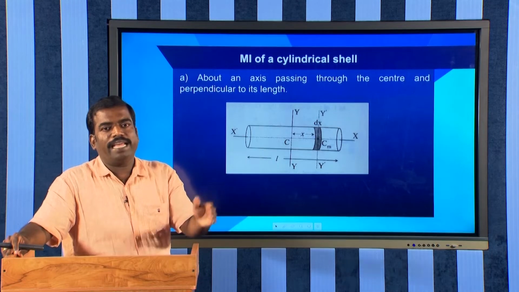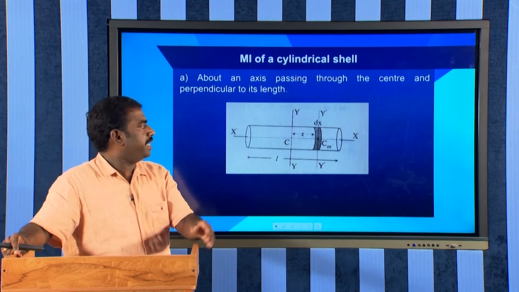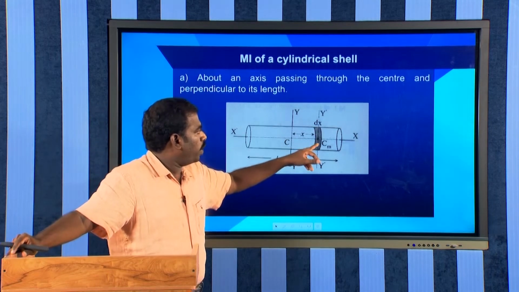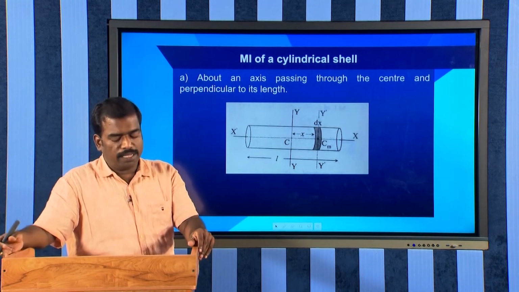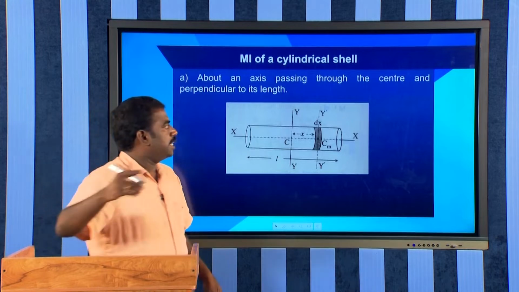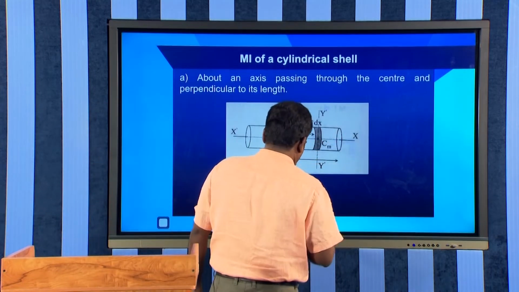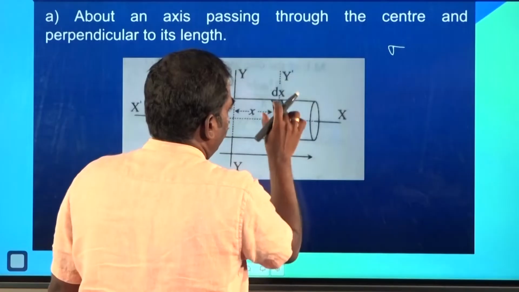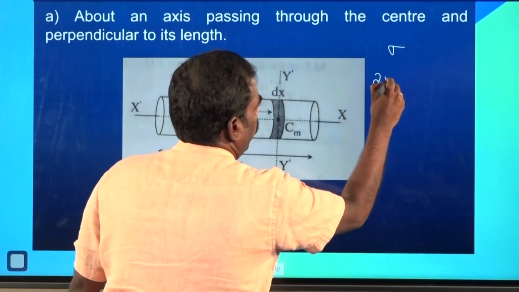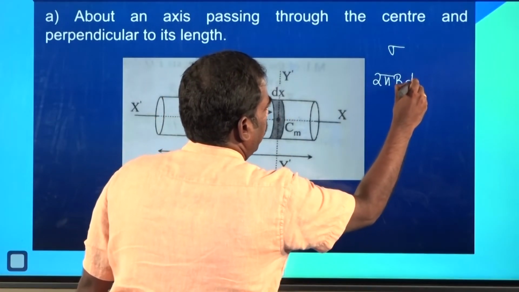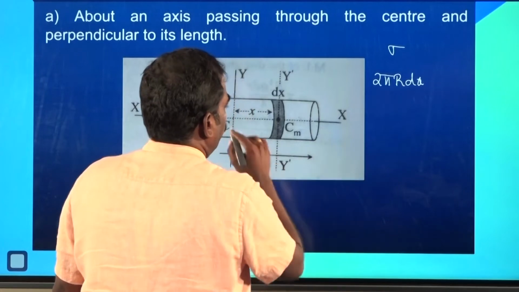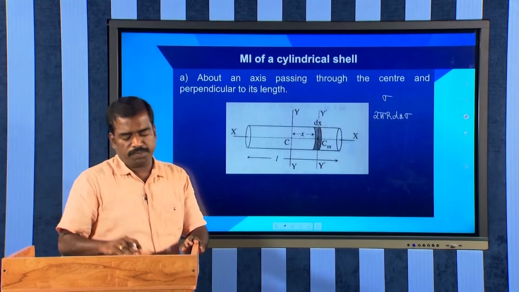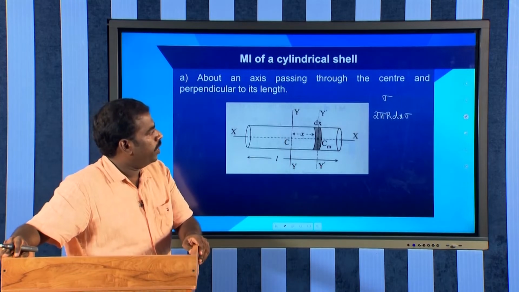Here also the area of the ring is 2 pi r dx. Let sigma be the mass per unit area of the cylindrical shell. The area of this small ring is given by 2 pi r into dx. So, the mass of this ring is 2 pi r sigma into dx.